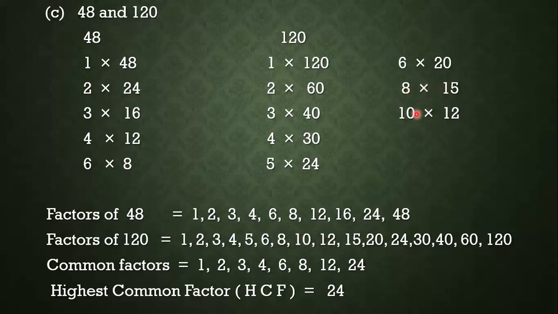9 is not a factor. Then 10 will be a factor of 120. 10 12s are 120. Now again 120 comes in the table of 12. 12 10s are 120. The table has started reversing, which means we can stop now.